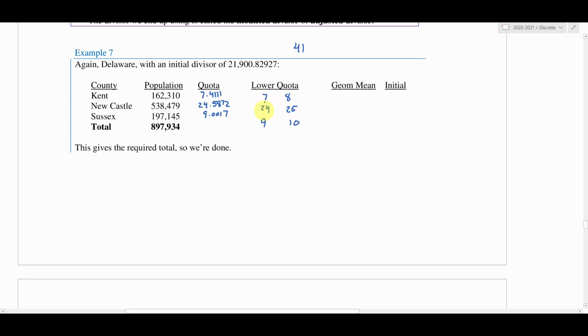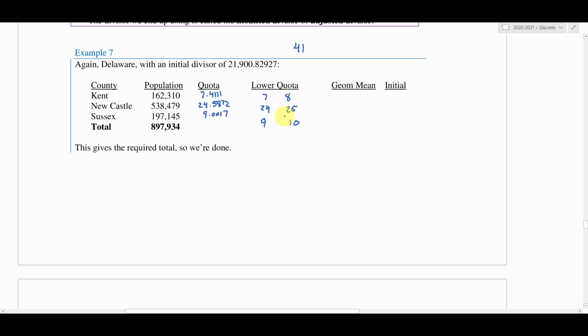Okay, so I have my lower quotas with their next number up written right next to them, and then this next column is called the geometric mean. In between any two numbers there is a middle. So in between 7 and 8 there's a middle number, and the arithmetic mean is the middle number in between 7 and 8, which we recognize as 7.5. That is the arithmetic mean, the 0.5 in between any two numbers that we see here.